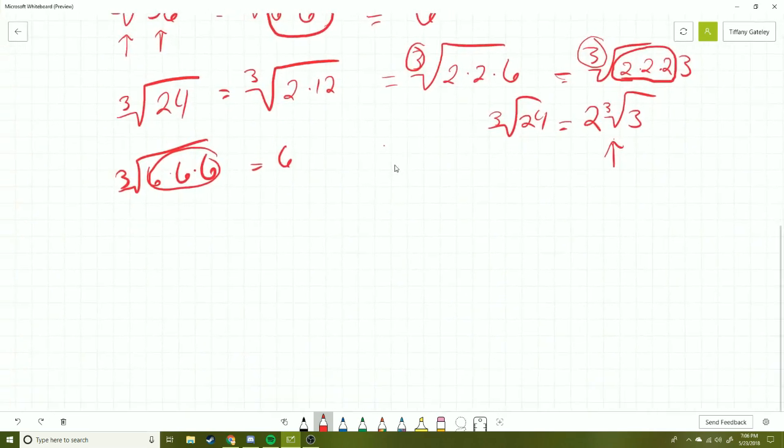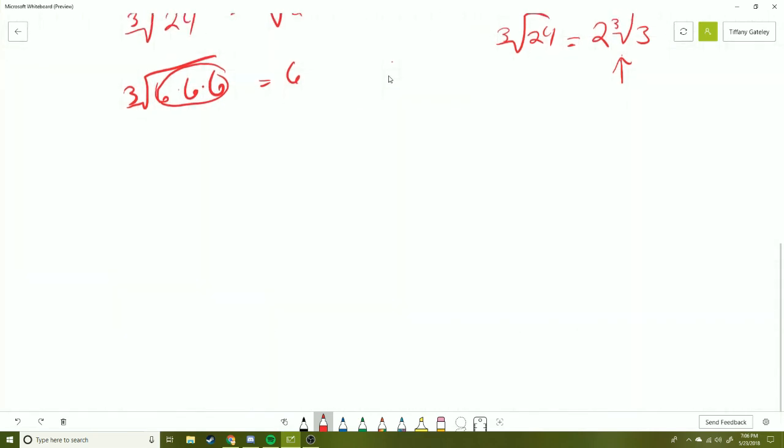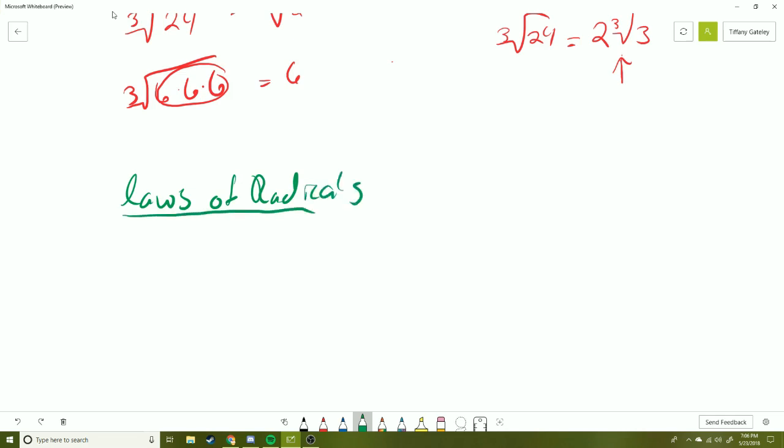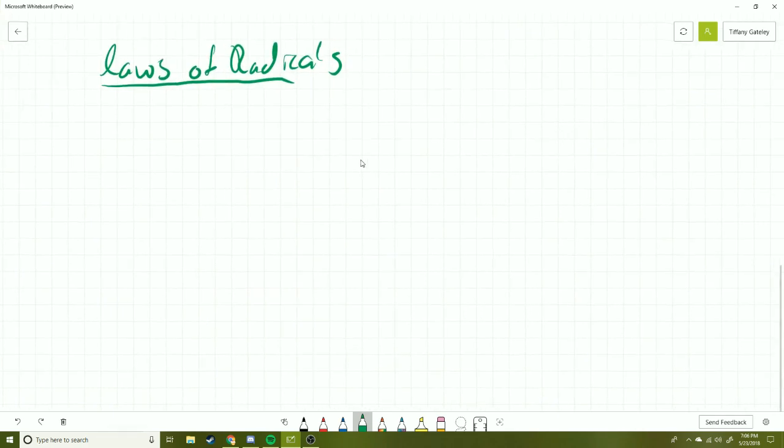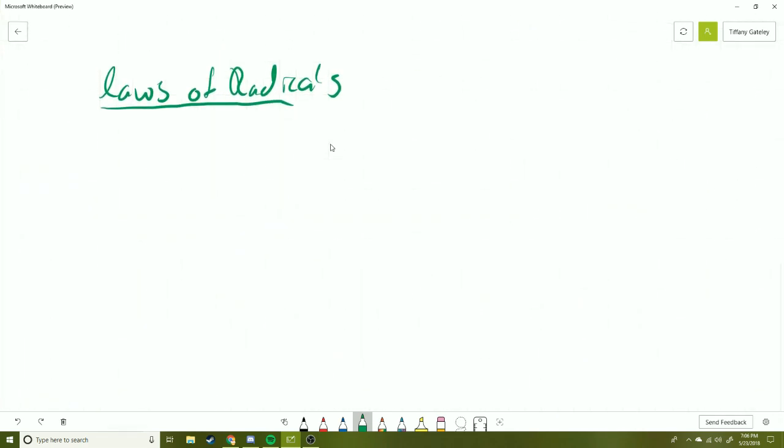Now we're going to look at the laws of radicals. Let's do those in green. Laws of radicals. Okay, let's move down even more. Some of these we've already kind of gone over. For when we're going over this, I'm going to be using n, m, and a and b instead of x's.